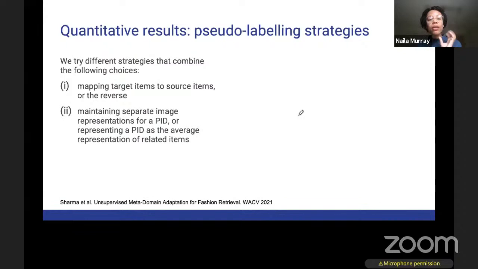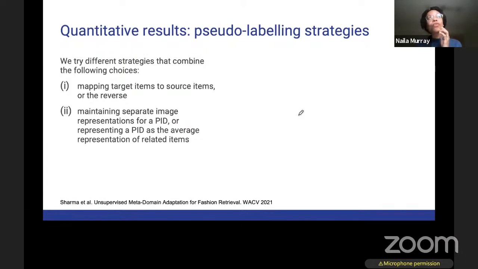We can either have separate image representations for a specific product ID. Just to be clear here, one product can be associated with several images. Very often, for example in shopping scenarios and online catalogs, you have multiple views of the same item.